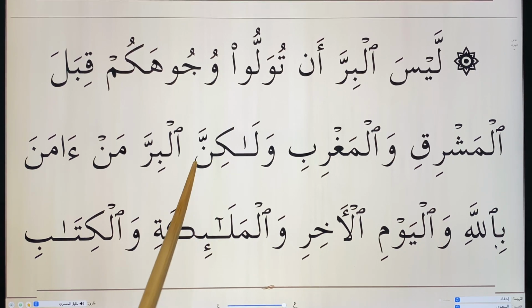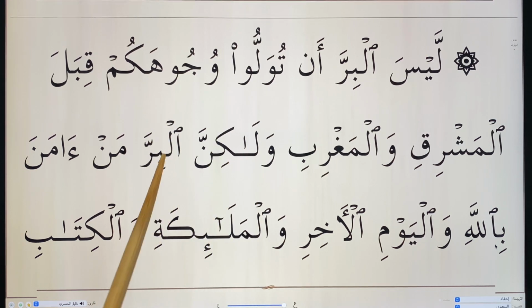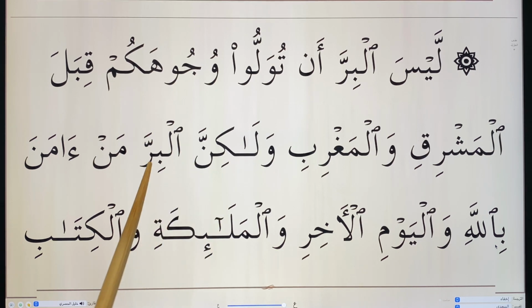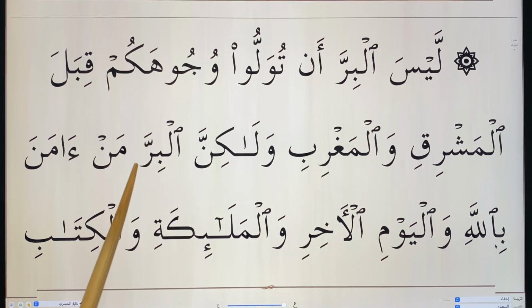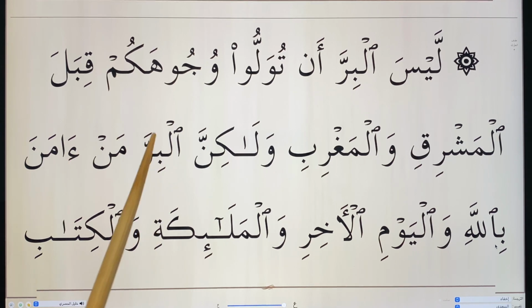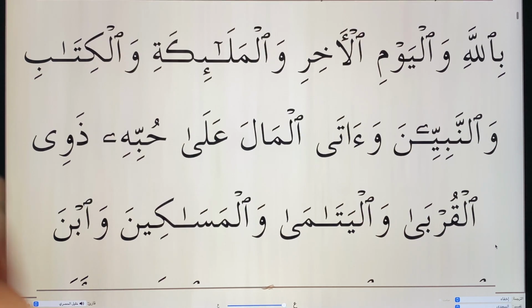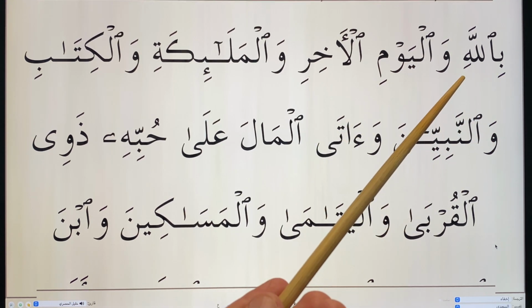ولكن, the noon with a shadda is ghunna. ولكن البر okay. لكن البر من آمن: there is an alif after the hamza, so make sure you say that right. بر من آمن بالله.